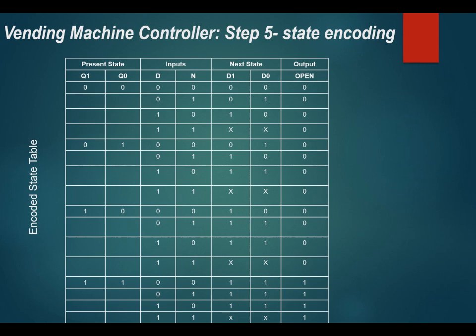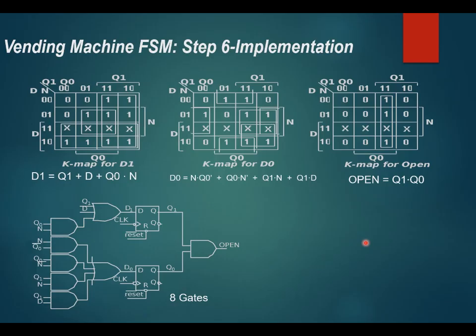Okay, so after you have the complete encoded state table, you can move to the last step, which is the implementation. This example shows the implementation using a schematic. To derive the schematic for the FSM, first you need to solve the Karnaugh map for the next state logic and the output. So how do you know how many Karnaugh maps you need? You refer to the encoded state table. The next state consists of 2 bits, which are D1 and D0, and then you have 1 bit for the output, which is open. So in total you have 3 Karnaugh maps to solve to get the complete schematic for the FSM.